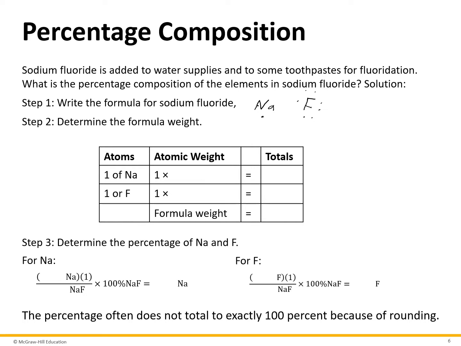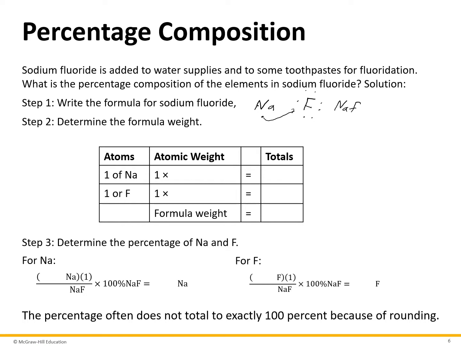And it just so happens that fluorine can take 1 electron from sodium to satisfy the octet rule. So the molecular formula is just sodium fluoride. That's all. Pretty easy. Now we will determine what the formula weight is, and you will also have to pull up the periodic table for that.